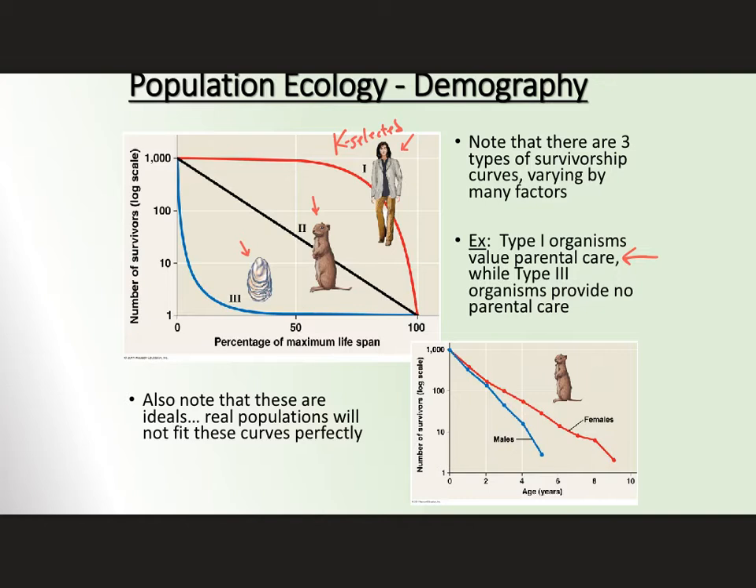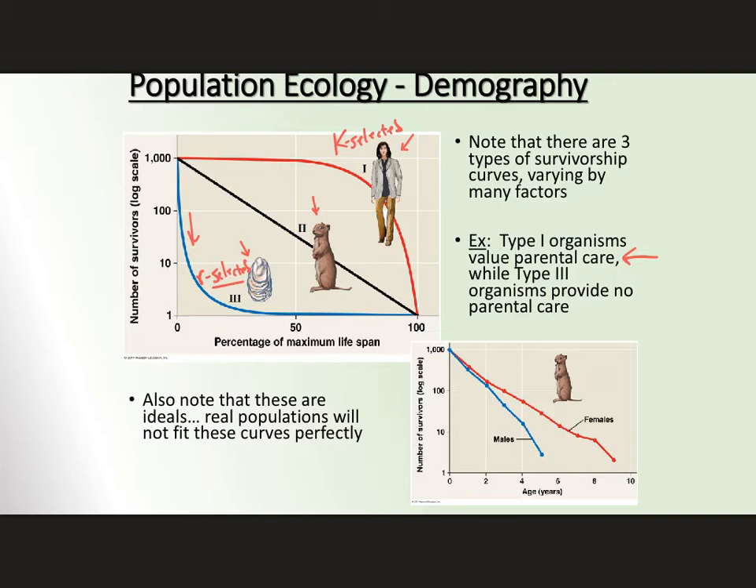Then, to jump down here, type 3 survivorship is the polar opposite of what we would do, right? We see this massive death not long after birth. And so these type 3 would show behaviors that are more of the R-selected type, like we talked about in the previous notes. So things like having lots of offspring but not providing parental care and whatnot.